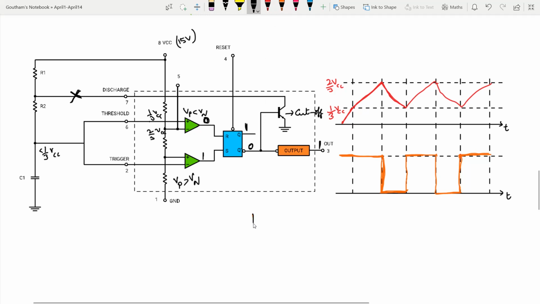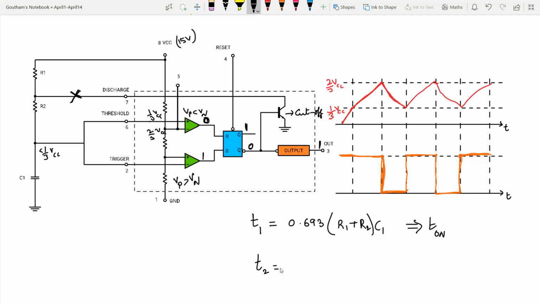The time duration for which the output is high is T1 equal to 0.693 into (R1 plus R2) into C1. This should make sense because the duration of the time for which it is on is nothing but the duration of the time the capacitor is charging, and when the capacitor is charging it takes the route of R1, R2 and C1, so that is why you have R1, R2 and C1 in T1. T1 is also called T on.